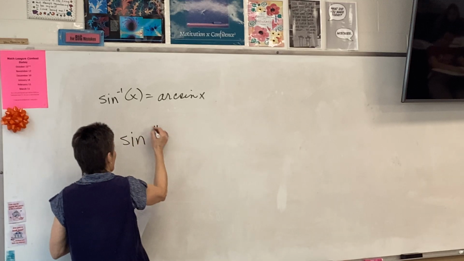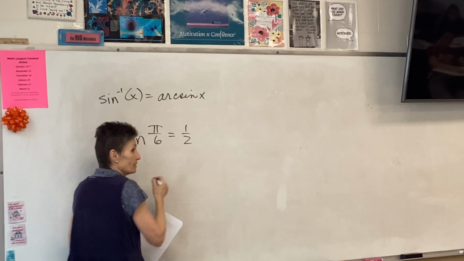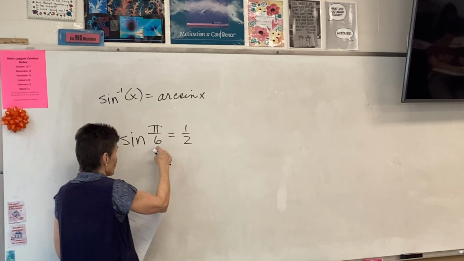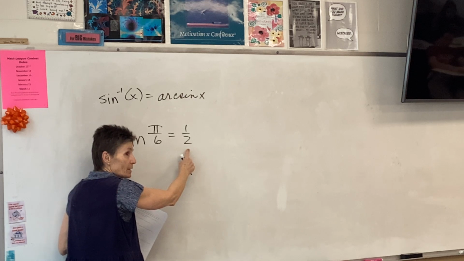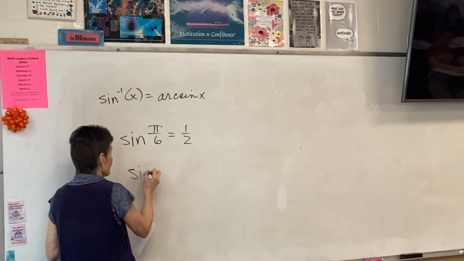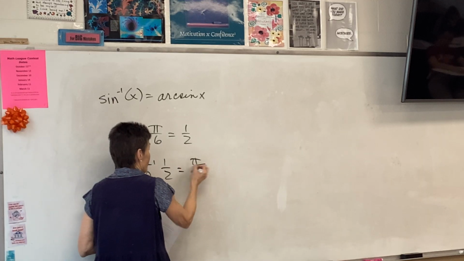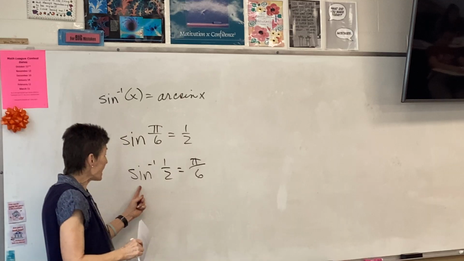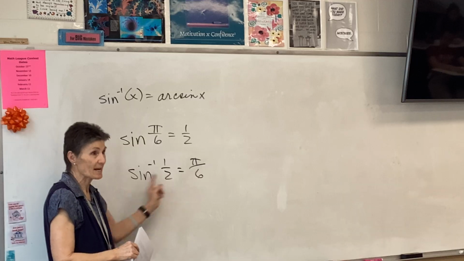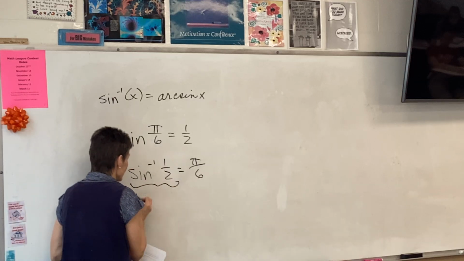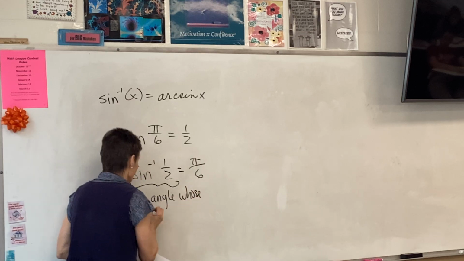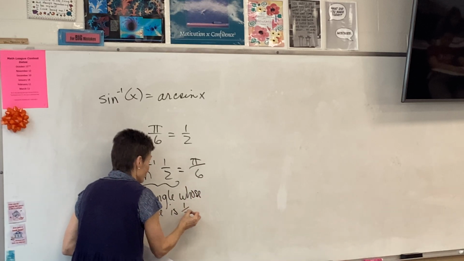If we know the sine of pi over 6 is a half, right? We know that. Then there's your x, there's your y. The inverse switches those, remember? So it would say this. So the angle whose sine is a half is pi over 6. That's what this says. This means the angle whose sine is 1/2.